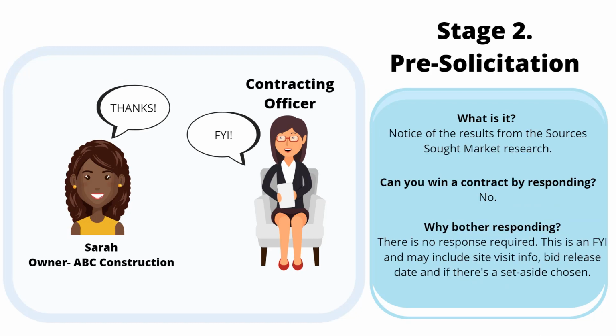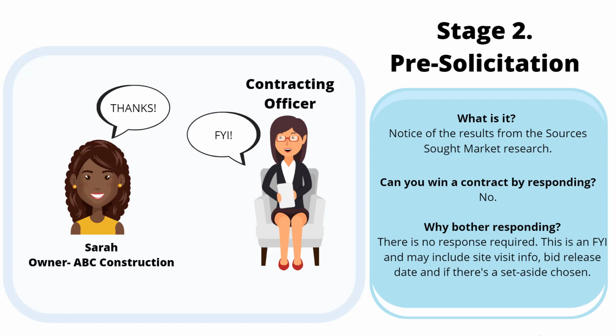Okay, the second stage is the pre-solicitation. Here we have the contracting officer saying, Sarah, just for your information, here is the information received from our market research, and we're giving you some bullet points in this pre-solicitation notice just so you can review and get ready for when the bid comes out in the future. Here we have Sarah saying thank you, basically saying, I'll watch for it, I'll review the details. No response is required typically in a pre-solicitation, unless it's some rogue pre-solicitation and they're specifically asking for maybe information about attending a site visit or something like that.